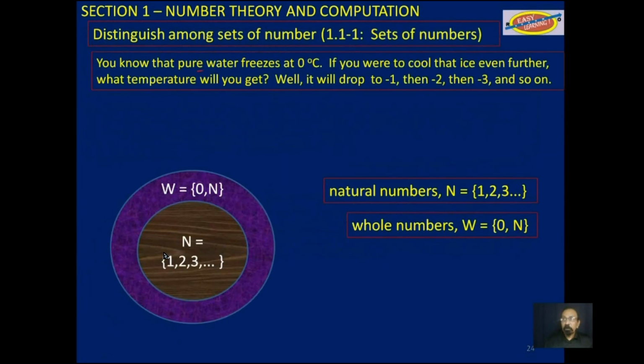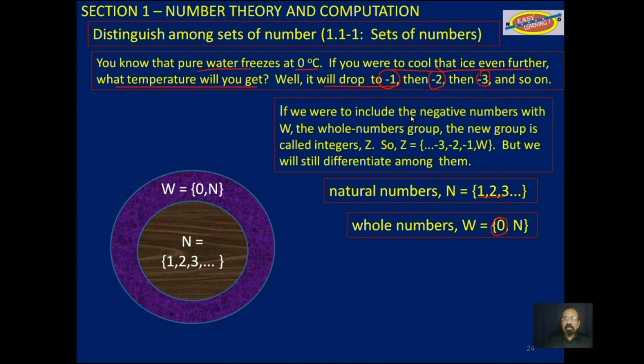Now, you know that pure water freezes at 0 degrees Celsius. If you were to cool that ice even further, what temperature will you get? Well, it will drop to -1, and then -2, and -3. So now we have been introduced to negative numbers. Previously, we were just dealing with 0 and the counting numbers.